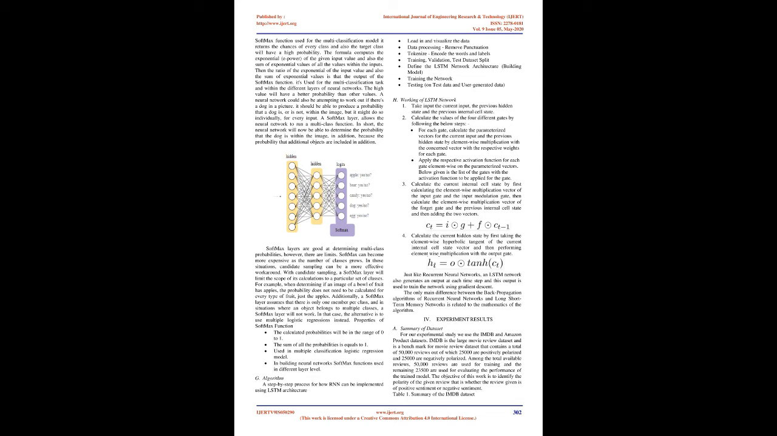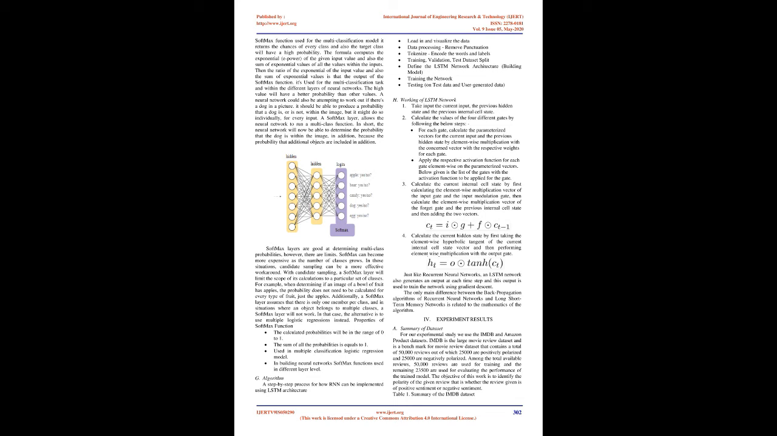A neural network could be attempting to work out if there's a dog in a picture. It should be able to produce a probability that a dog is, or is not, in the image, but it might do so individually, for each input. A Softmax layer allows the neural network to run a multi-class function. In short, the neural network will now be able to determine the probability that the dog is in the image. In addition, it gives the probability that additional objects are included as well.